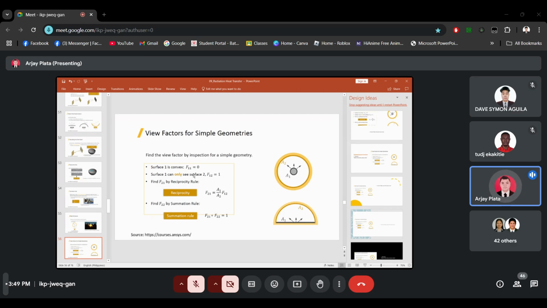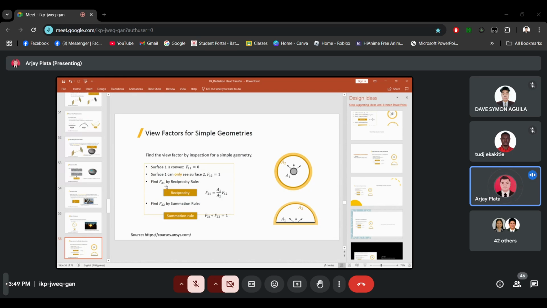So let me repeat. If the surface is convex, the view factor is 0. If surface 1 can only see surface 2, the view factor is equal to 1.